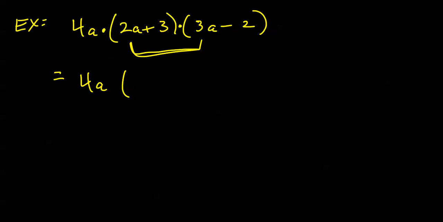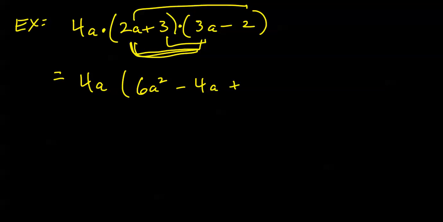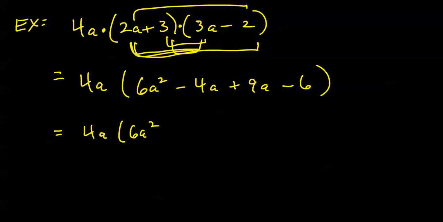So my first product here is going to be 6a squared. My outer product is minus 4a. My inner product is plus 9a. And my last product is minus 6. Let me combine like terms before I go on. The trinomial reduces to 6a squared plus 5a minus 6.